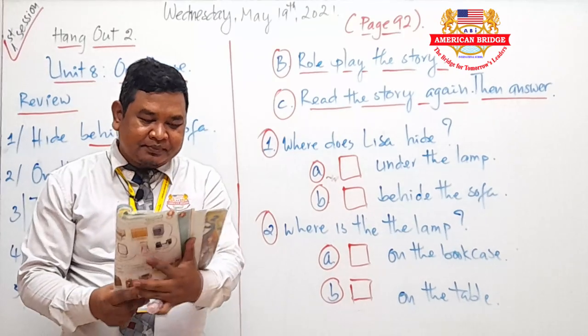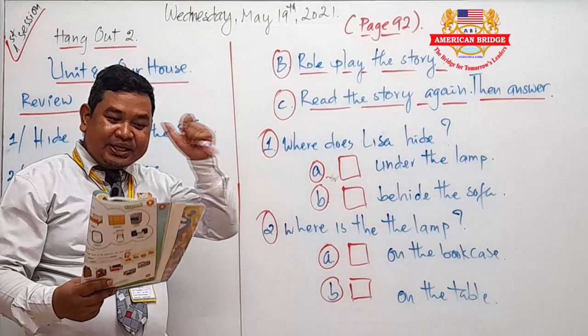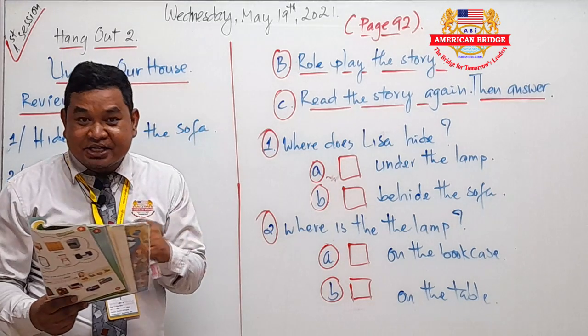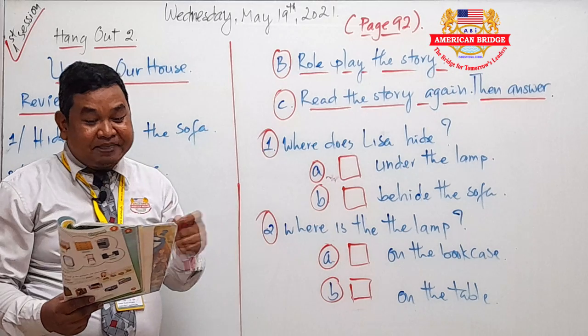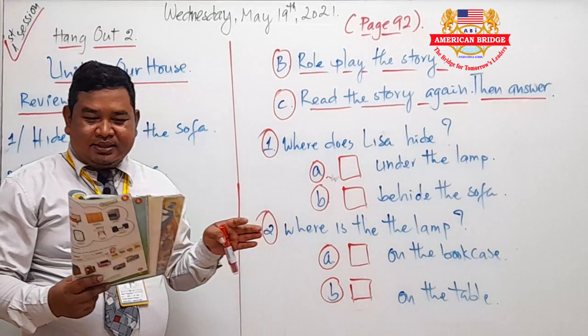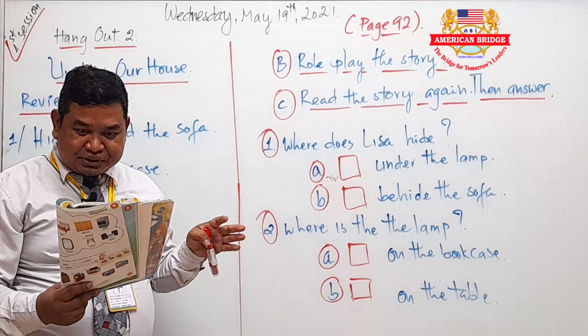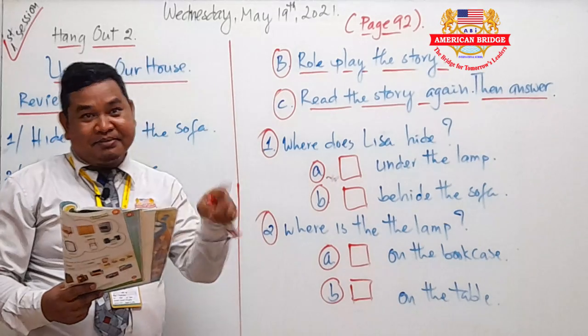So students, part A is listen and repeat. You listened and read yesterday, right? Jim is coming. Everybody hides. Jim is coming. Everybody hides. Lisa, I see you. Hide behind the sofa. Okay, hide behind the sofa.